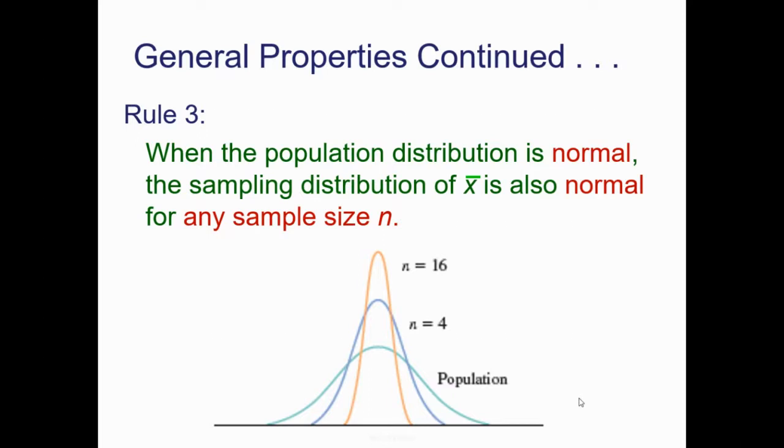We can see that illustrated in this graph. So our population is this lower one. I'm kind of tracing it out. That's our population. Notice our sample size. n was 4, n was 16. They just stayed normal. They just kept getting narrower. But now you may be wondering, what happens if it's not normal? Well, let's look at an example of that.